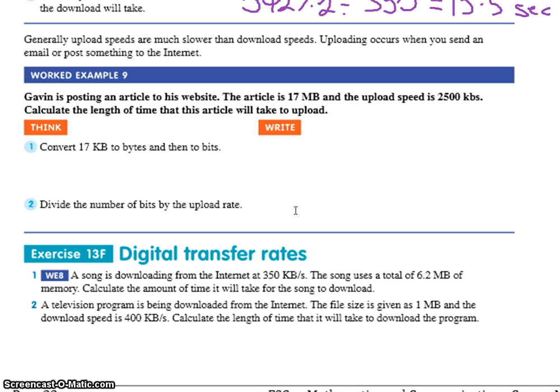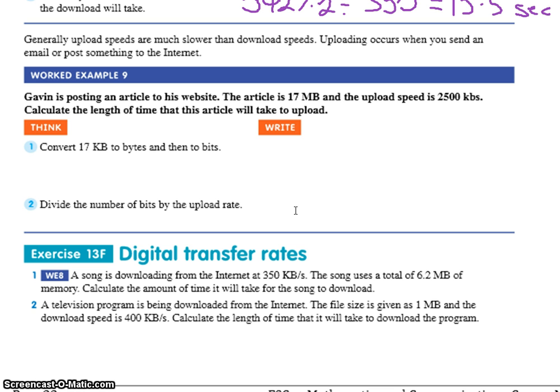Okay, uploading. Gavin is posting an article to his website. The article is 17 meg, and the upload speed is 2,500 kilobits. We're in the bits now because we've got the lowercase b. Calculate the length of time that this article will take to upload. Guys, how long will this take to upload?